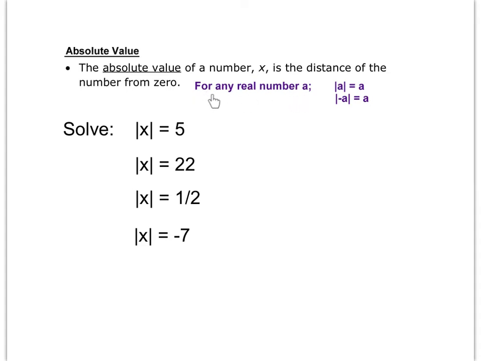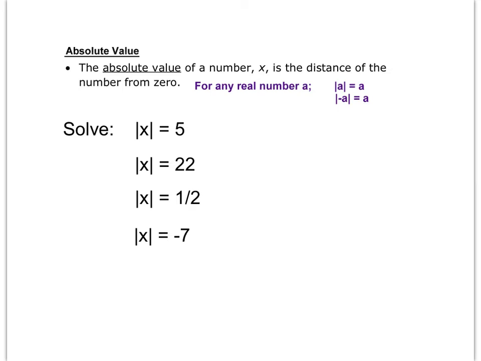This should say for any real number that's not negative, for any non-negative number A, the absolute value of A is itself, a positive. The absolute value of a positive is equal to itself, and the absolute value of a negative is equal to its opposite, the positive.